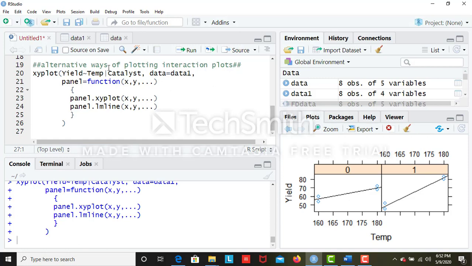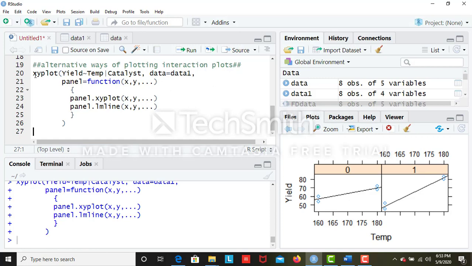So here we are looking at the interaction between temperature and catalyst. The other variable is catalyst. So you can see here that there is no line crossing. From the plot there is no line crossing in each box, so we can say that temperature and catalyst actually do not significantly interact to affect yield.